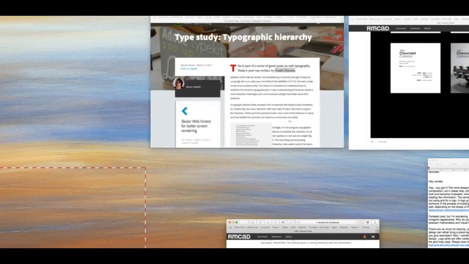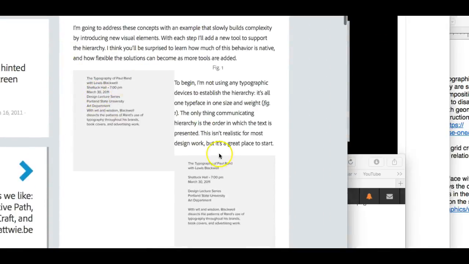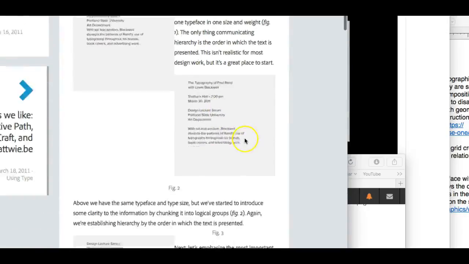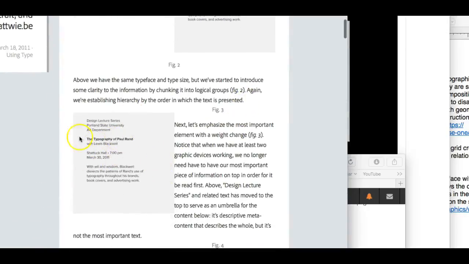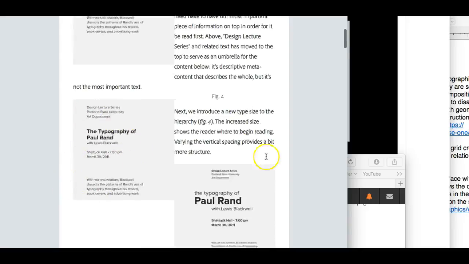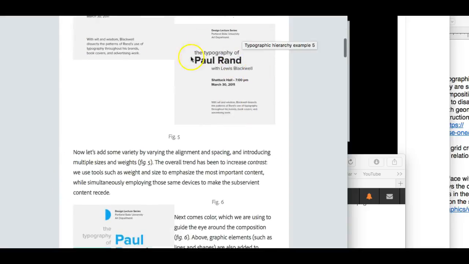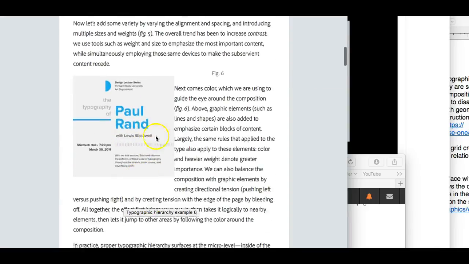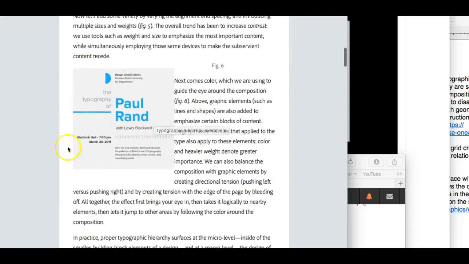Anyway, let me show you an example of what I'm talking about. This is a great example. No hierarchy, hierarchy based on proximity, hierarchy based on proximity adding weight and scale, pushing that idea further, and then finally separating the idea with color and compositional elements. So that's a really good example.